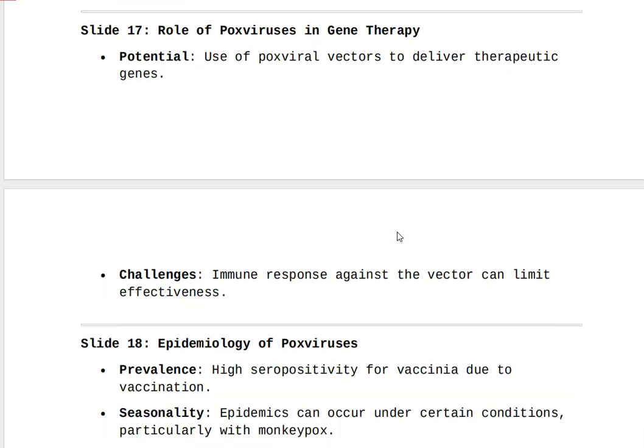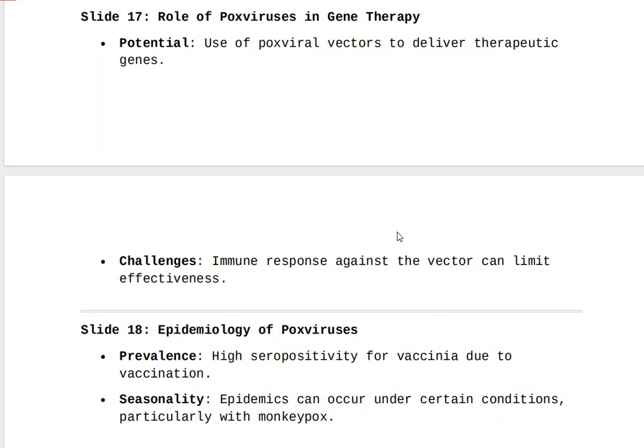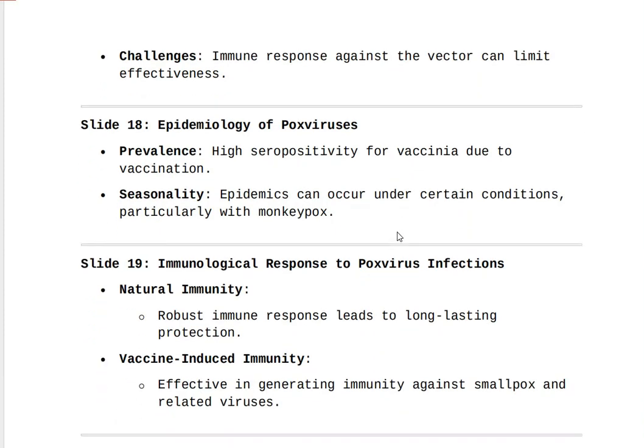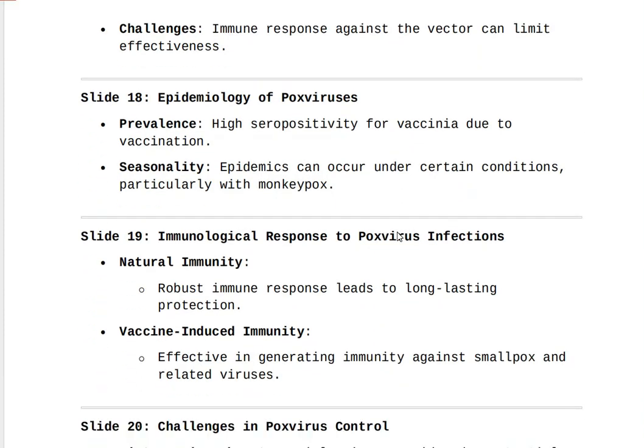So pox viral vectors can be used to deliver therapeutic genes. So they are like carriers. And because viruses are usually target specific, they can find the abnormal genes that are being targeted. However, there are challenges because there is immune response against a vector that can limit the effectiveness.